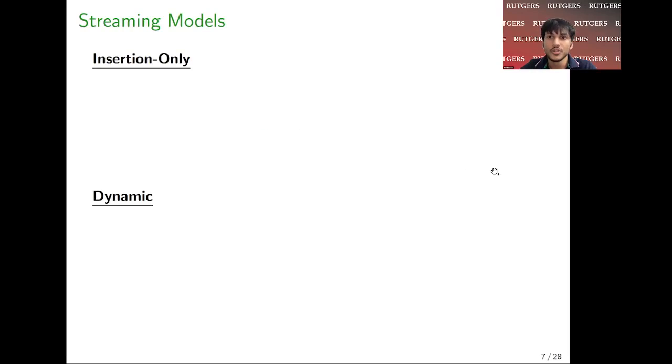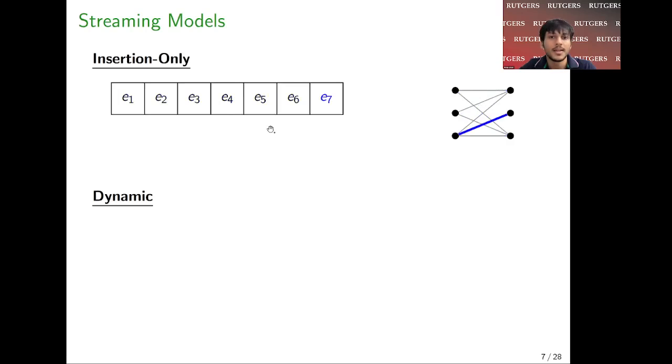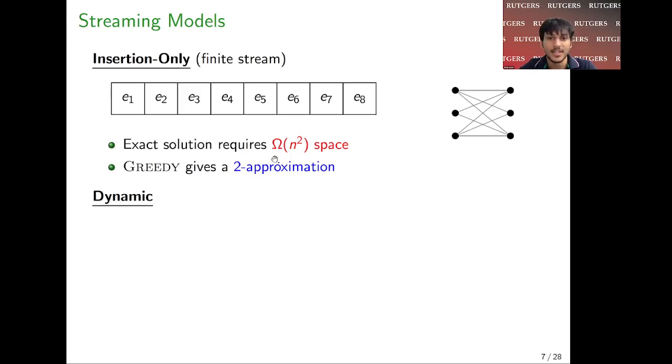All right. So let's talk about the different models, which are insertion only and dynamic. In the insertion only model, edges can only be added. So let's look at an example here where these are the vertices and the edges come one by one. And this is the final graph. So this is the stream you see. Now we know that the problem is hard if you want to solve it exactly. An exact solution requires n squared space, but the same greedy idea works in streaming and gives you a 2 approximation.